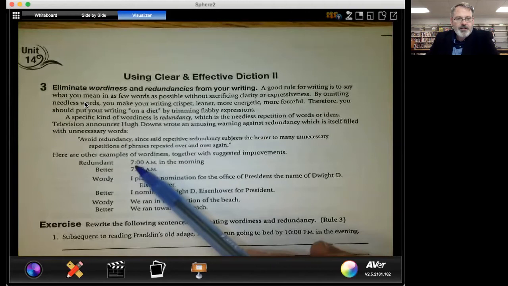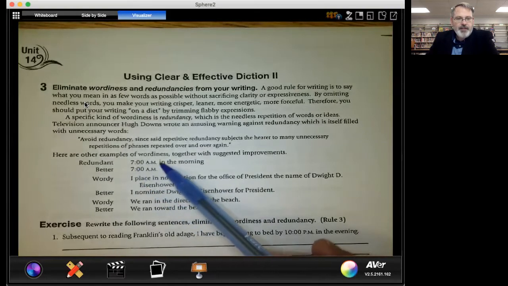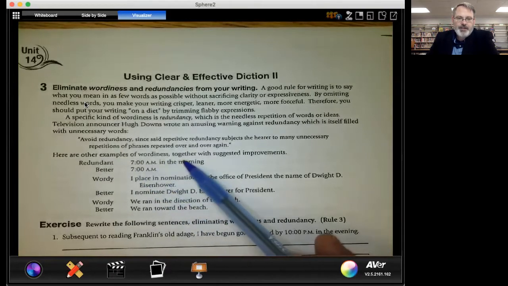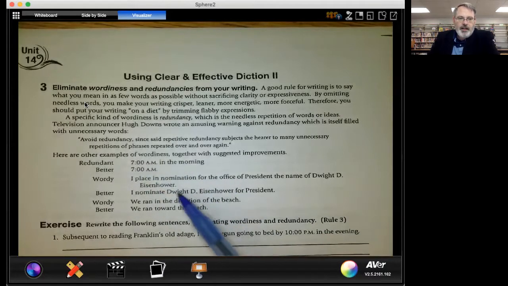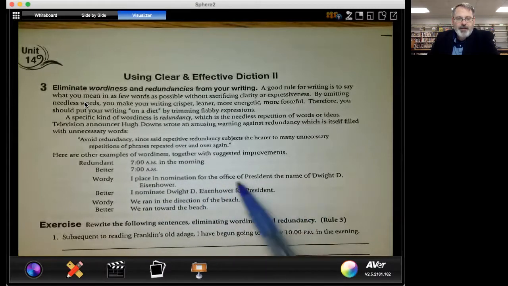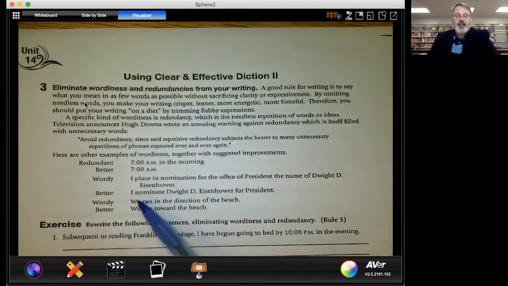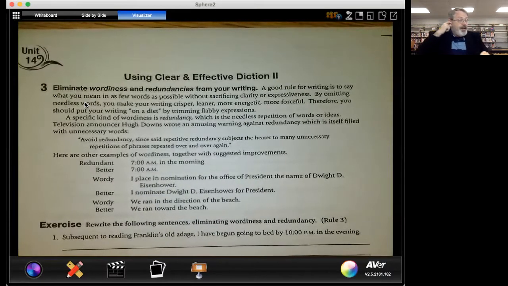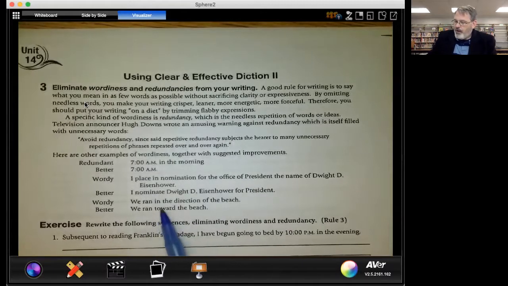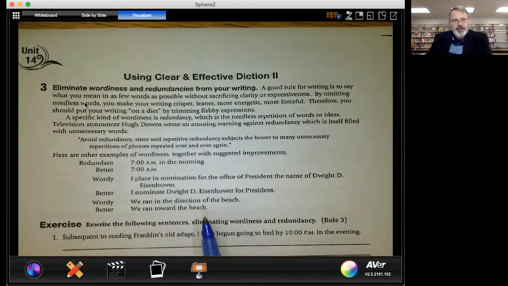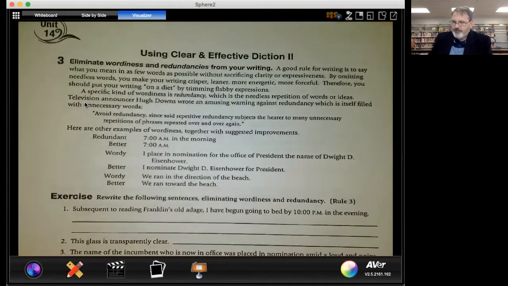All right, here are examples of wordiness together with suggested improvements. So redundant would be 7 a.m. in the morning. Yeah, that makes sense because a.m. means morning and so does that. Now, wordy would be, I place in nomination for the office of president the name of Dwight D. Eisenhower, as opposed to just saying, I nominate Dwight D. Eisenhower for president. Also wordy, we ran in the direction of the beach. And then we ran towards the beach would be better. In the direction of is too many words to just say towards.